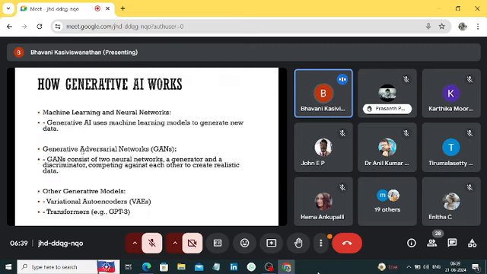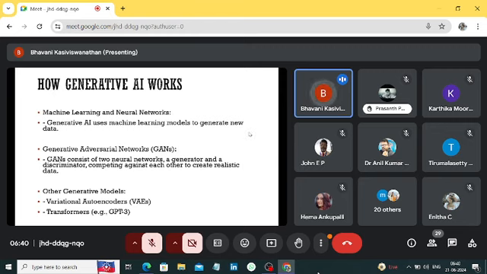How does generative AI work? Machine learning and neural networks. Generative AI uses machine learning models to generate new data. Would somebody like to volunteer to define what is machine learning and what is a neural network? If you want to, I can give you 10 to 15 seconds. Somebody want to volunteer, in case you know? Okay, no problem. I'll explain.